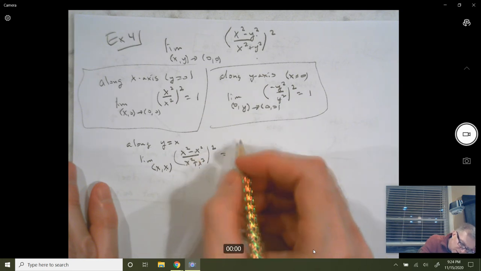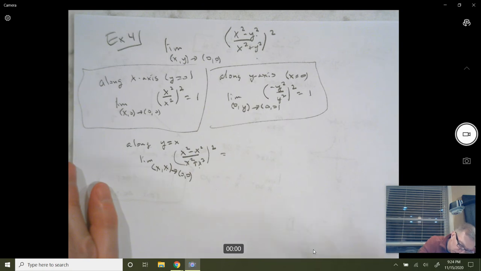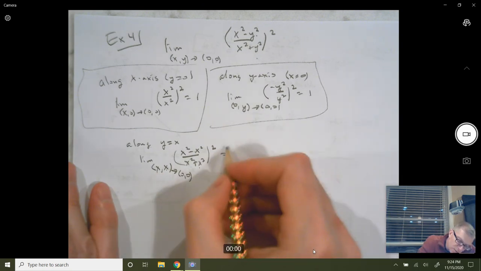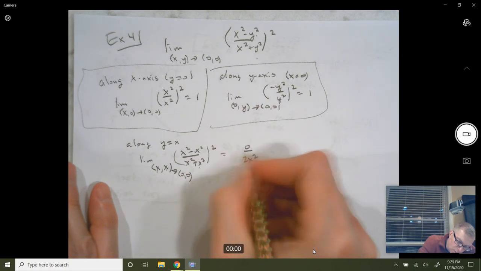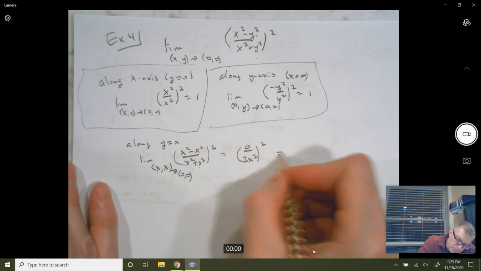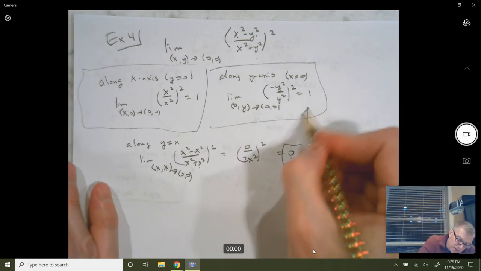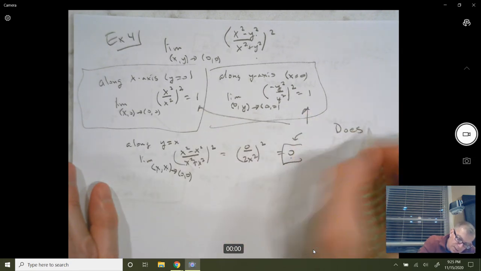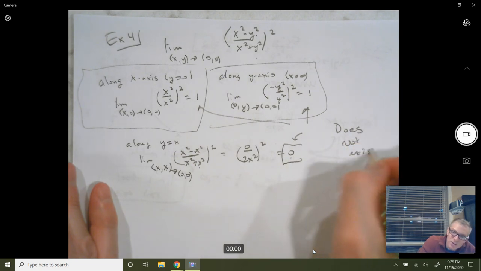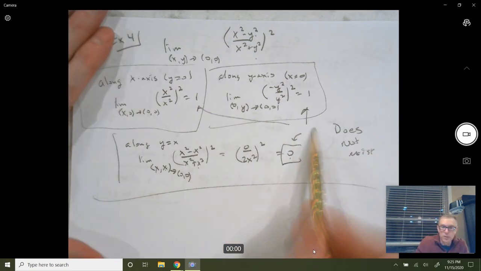Oh, sorry, this is as that approaches (0, 0). I almost forgot what my input was approaching. So what you get here is 0 over (2x squared) quantity squared, which is 0. So you know you're going to get 0 here. Now we've got something that doesn't match. These both went to 1, but they don't match this one. So at this point, you can say that the limit does not exist. A lot of times we're just looking for a pathway that gives us something different from the other pathways.